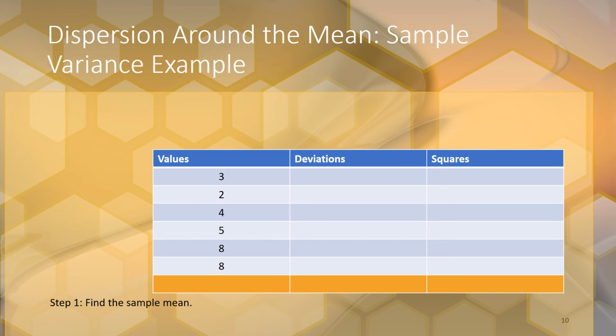So step 1, find the sample mean. You're going to take 30, which is the sum of all those values, and divide by 6, which is the sample size. So that's consistent with how you calculate the population variance. It's still going to be 5 for the mean. We're just going to call it the sample mean instead of the population mean now. Then step 2 is find the deviations from the mean. So again, we're just going to subtract the mean off for each of them.